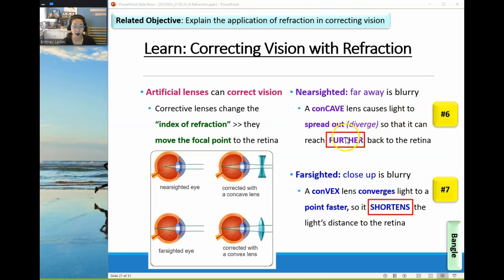Number 6, fill in the blank with the word further. Spelling matters. Capitalization does not. Number 7, go ahead and fill in the blank with the word shortens. Concave lens diverges, spreads it out so it can go further. Convex lens converges, shortens it. All right, go ahead and pause the video and continue playing when you're ready.